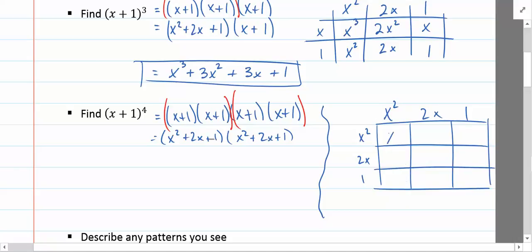X squared times x squared is x to the fourth. X squared times 2x is 2x to the third. 1 times x squared is x squared. Here we have 2x to the third, 4x squared, and 2x. And lastly, x squared times 1, 2x times 1, and 1 times 1.